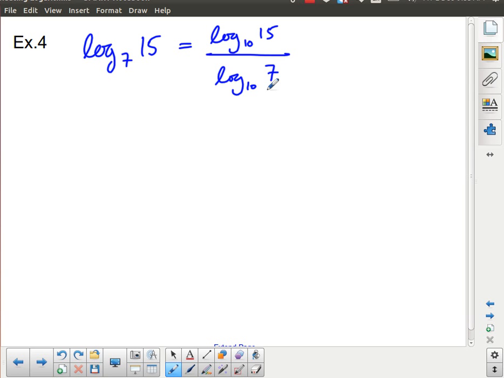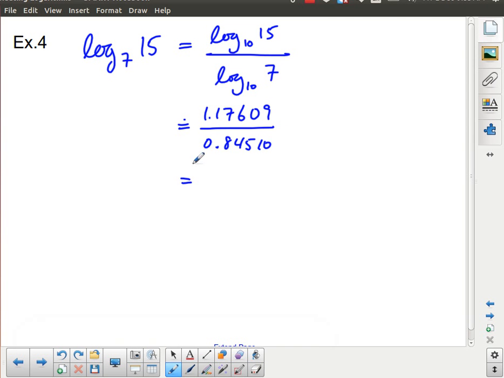And so on your calculator, if you figure these out independently, this is going to be approximate, and most calculators will have at the very least just a log button. So if I take the logarithm of 15, I end up with approximately 1.17609, and then I take the logarithm of 7 and I end up with 0.8450. Actually, I'm going to have to make that 10.